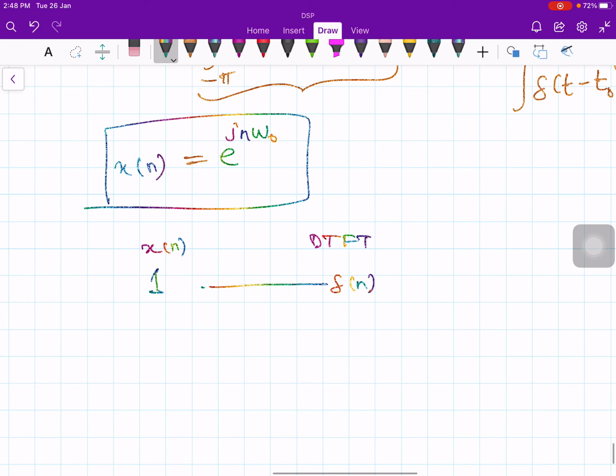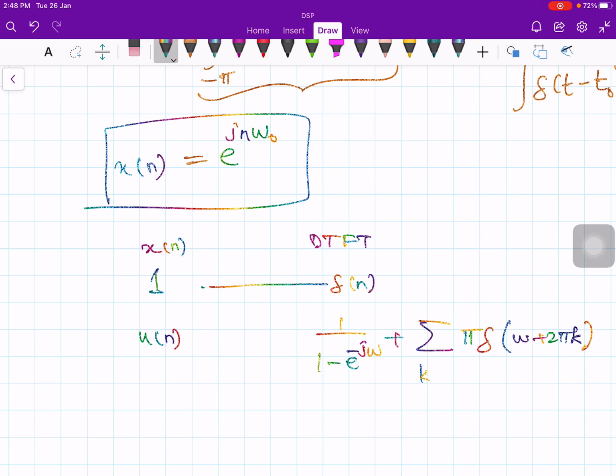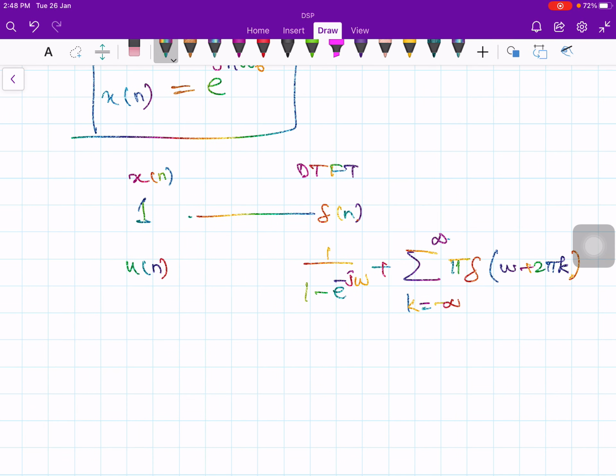u of n becomes 1 divided by 1 minus e to the minus j omega plus summation of pi times delta of omega plus 2 pi k, where k is from minus infinity to plus infinity. If you move in the forward direction, it is very difficult to find the DTFT of u of n. OpenM has a proof, so I suggest you look at it.